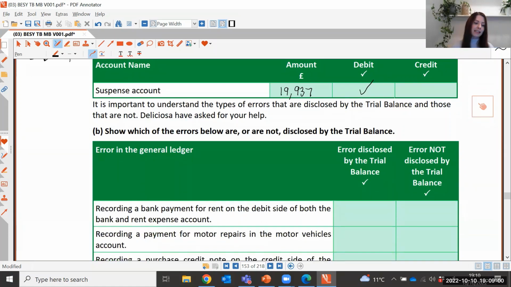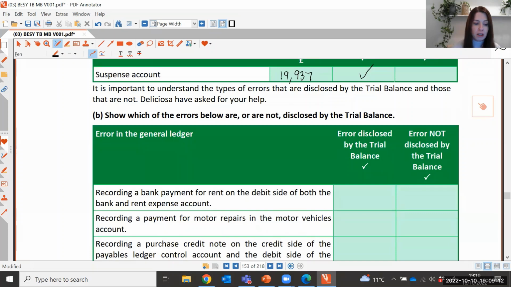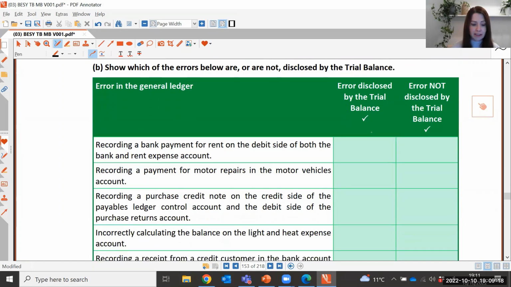Then it says here, it is important to understand the types of errors that are disclosed by the trial balance and those that are not. Deliciosa have asked for your help. So part B, show which of the errors below are or are not disclosed by the trial balance.